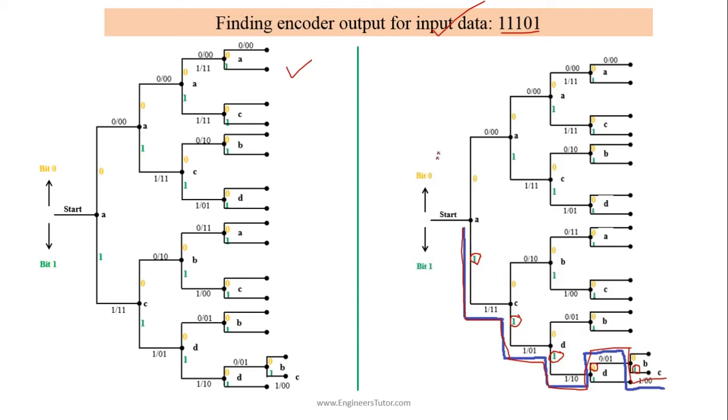So the output of the encoder will be, see here it is represented. For the first bit it is 1 1, for the second bit it is 0 1, for the third bit it is 1 0, the fourth bit 0 1, and for the last bit it will be 0 0. This way we can find the output of the convolutional encoder for any given input sequence.